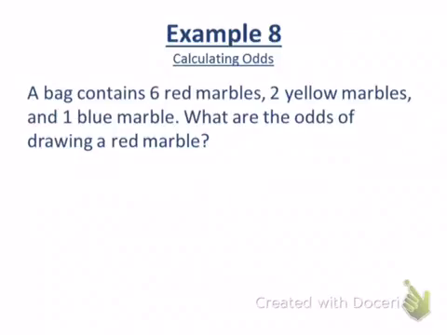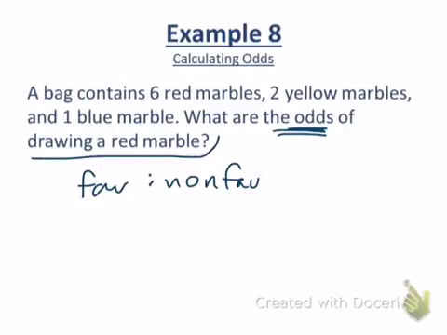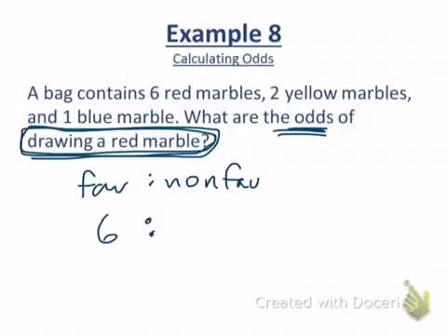Example 8. A bag contains 6 red marbles, 2 yellow marbles, and 1 blue marble. What are the odds? There's the important word. For odds, we're talking about favorable to non-favorable. What are the odds of drawing a red marble? How many favorable outcomes are there? 6 favorable outcomes. How many non-favorable outcomes are there? 3. So the odds of drawing a red marble are 2 to 1.